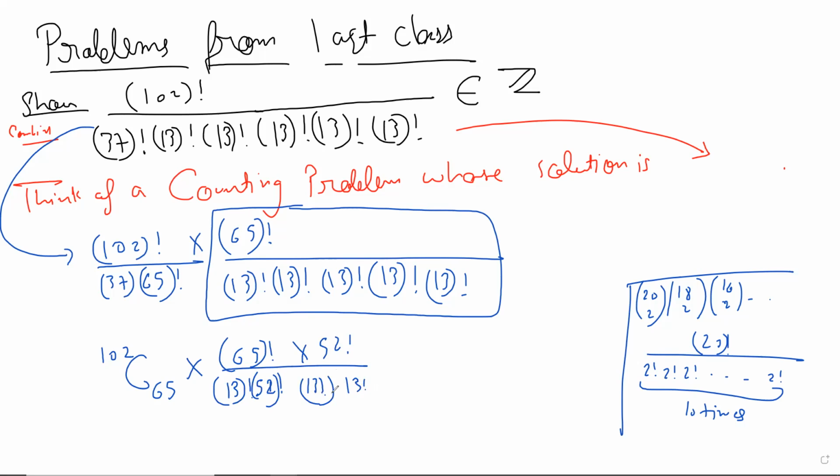13 factorial, 13 factorial, 13 factorial. And you can just continue like this, and you basically end up writing this as a product of chooses. Okay. So this is a rather simple problem.